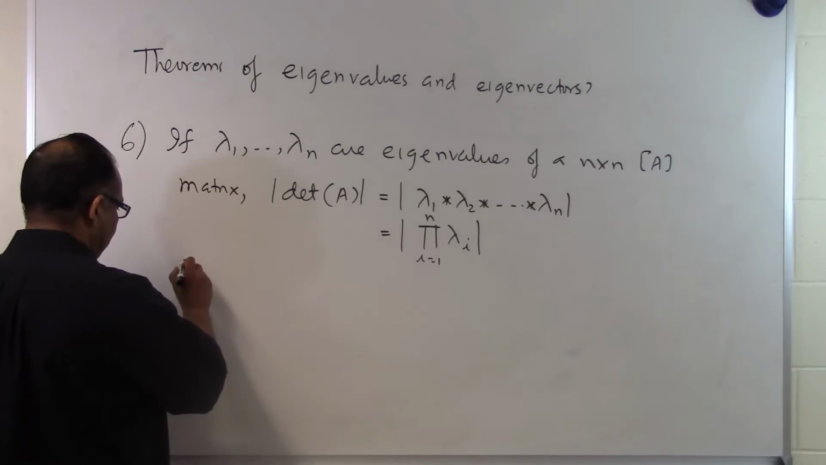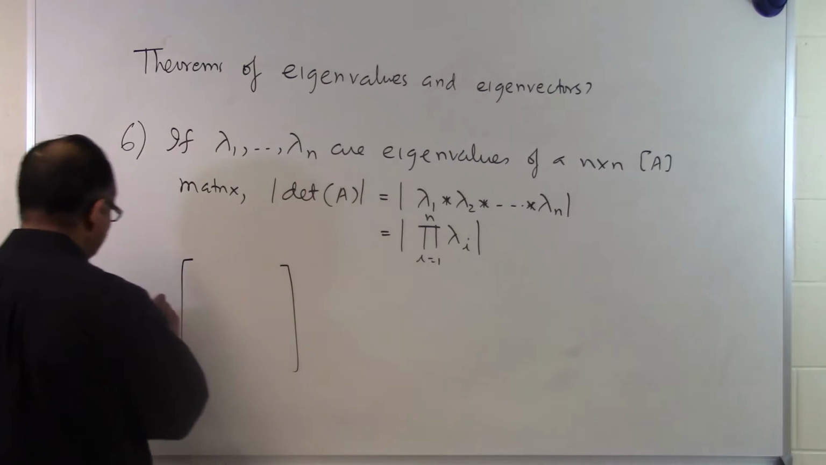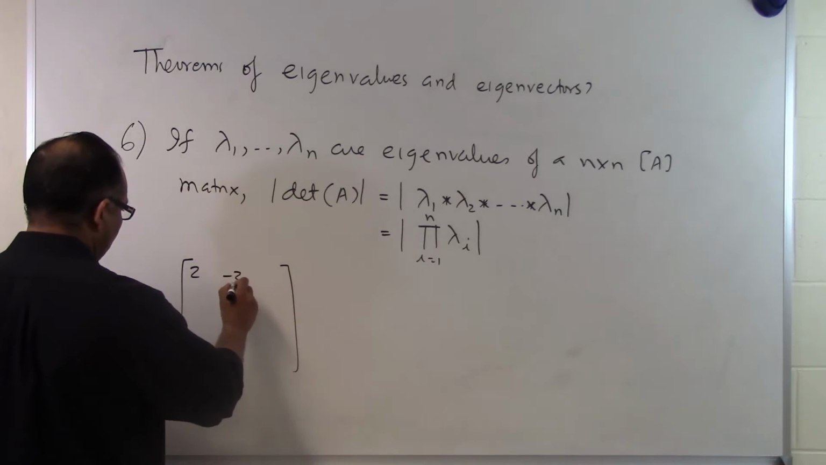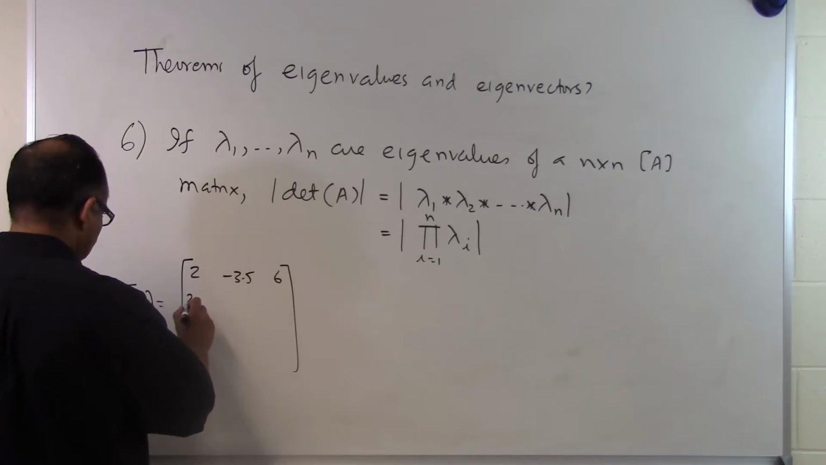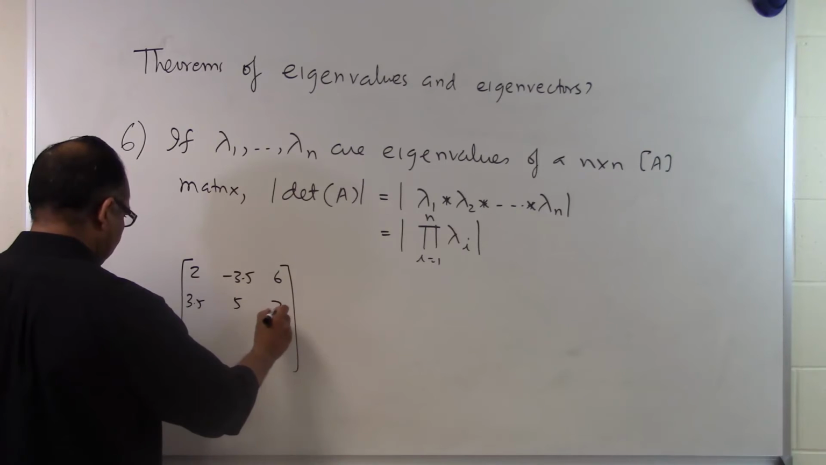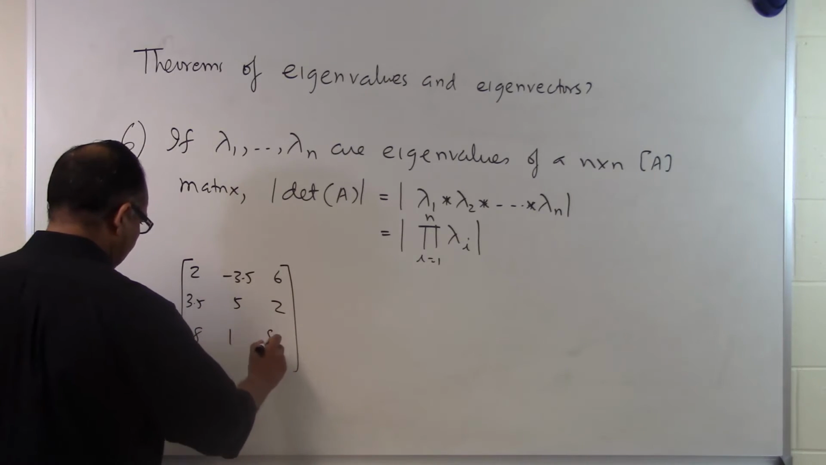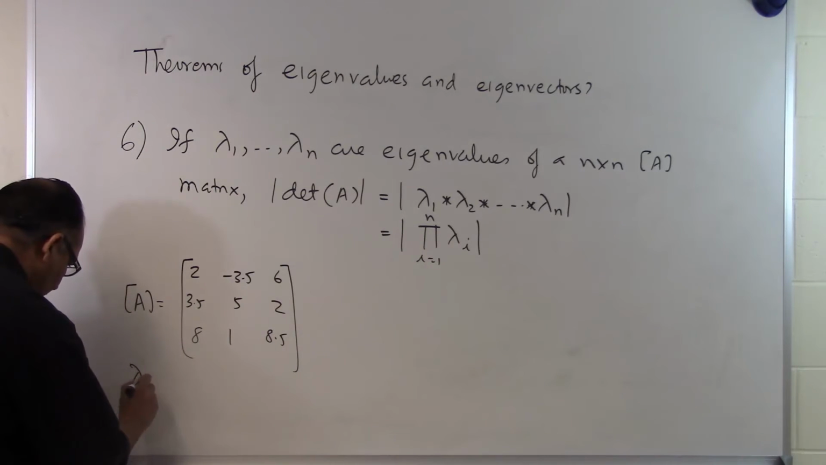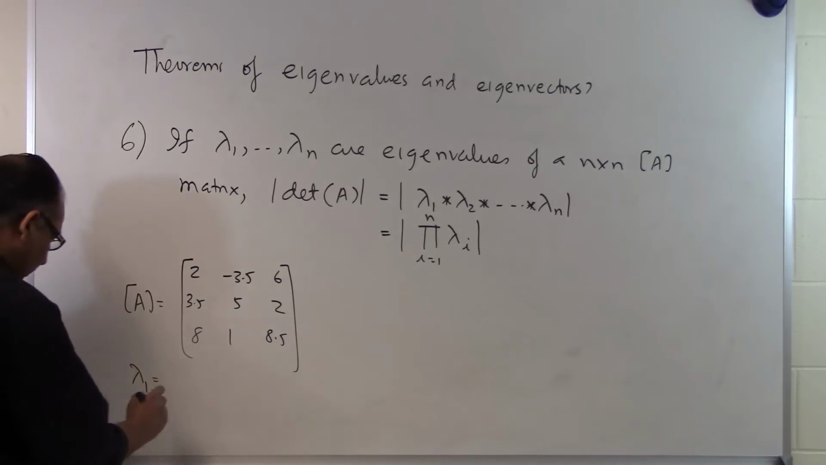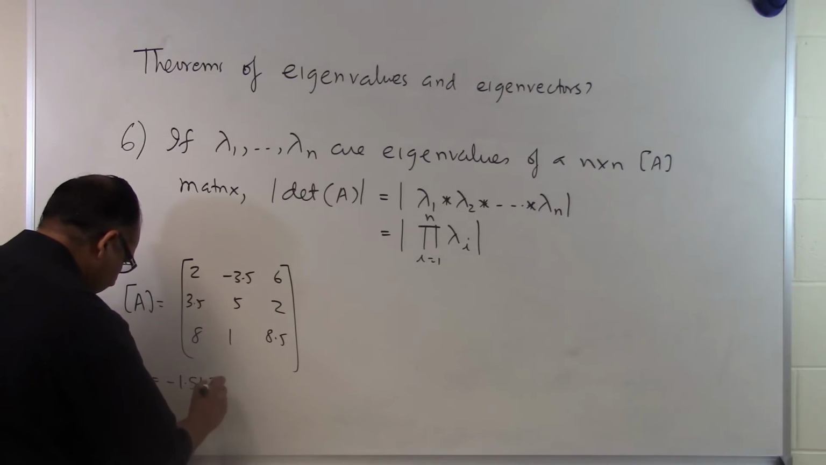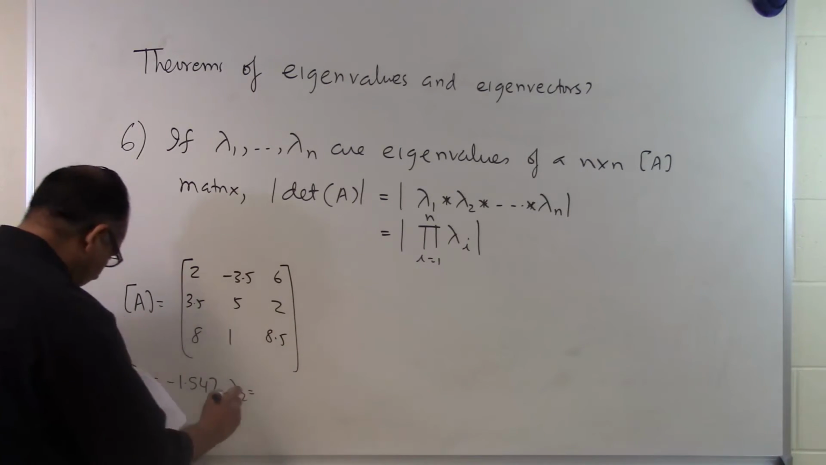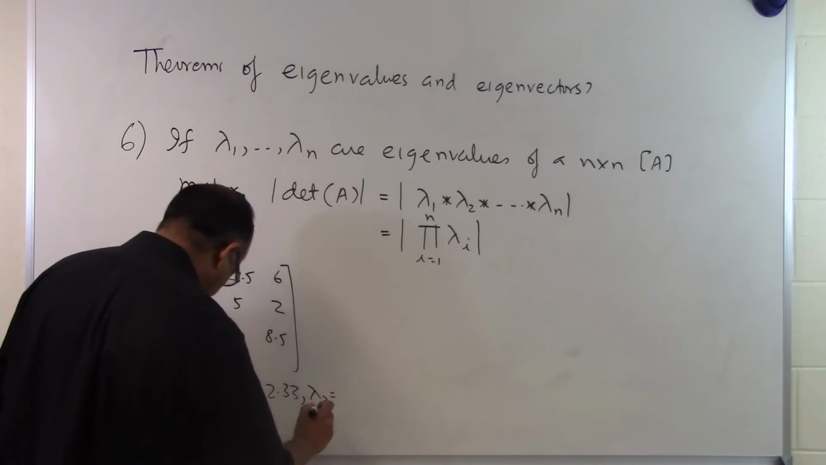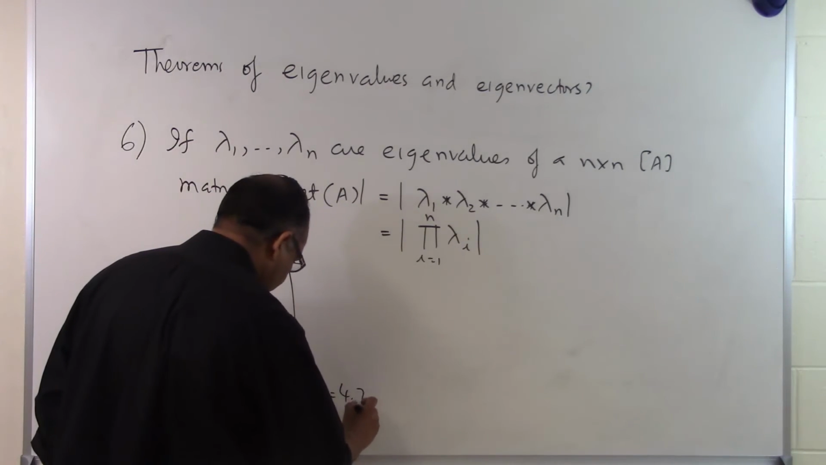But let's take an example and see what we mean by that. Somebody says, hey, I'm going to give you an A matrix as this: 2, minus 3.56, 3.5, 5, 2, 8, 1, 8.5. And they're also telling you that, hey, I'm giving you the eigenvalues of this square matrix: minus 1.547, and then the other one is 12.33, and the other one is 4.711.